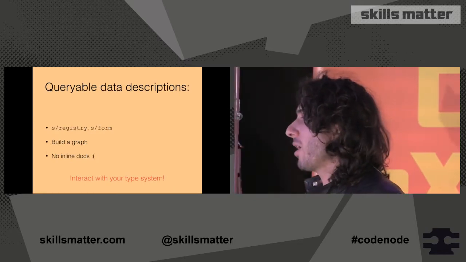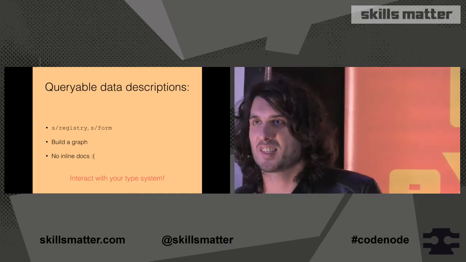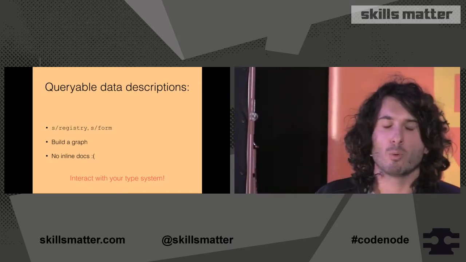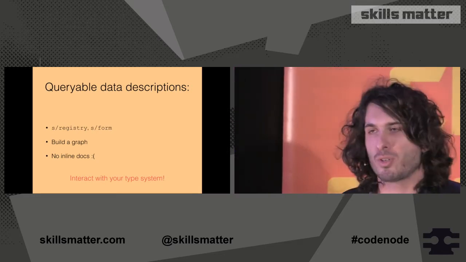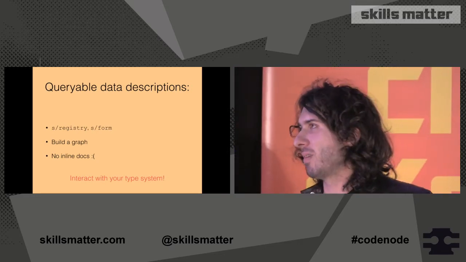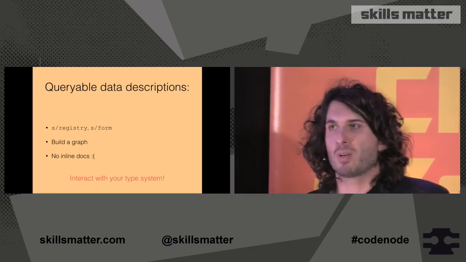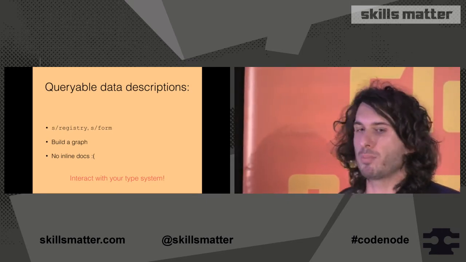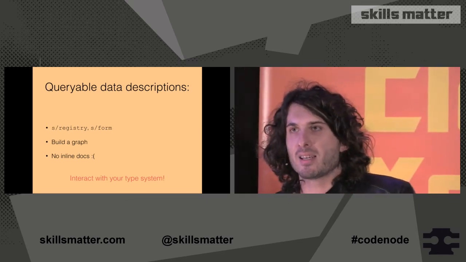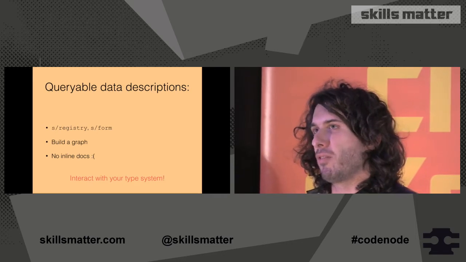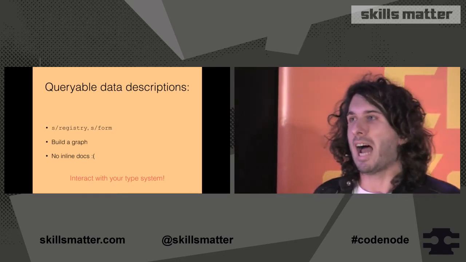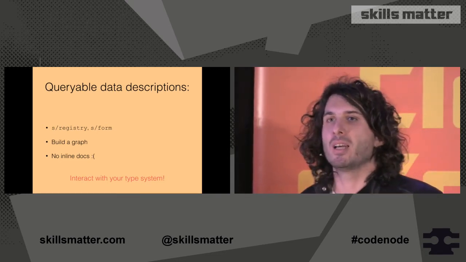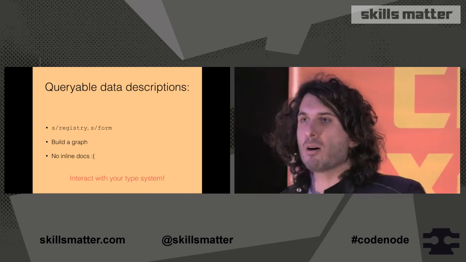Now, moving away from the standard things that you can do with Clojure and spec, is what I like to call queryable data descriptions. Basically, as I said, spec, when it boils down to it, is a way to describe your data. And this can be very powerful if you, for instance, throw all these descriptions into a graph and have some relations between them.